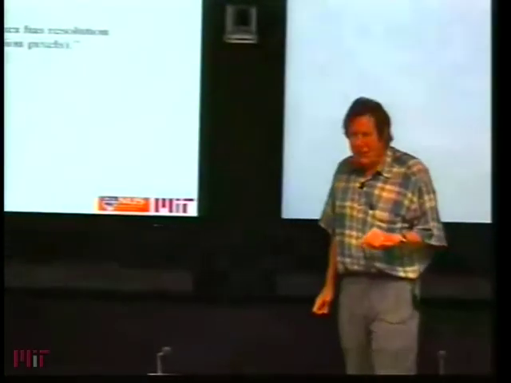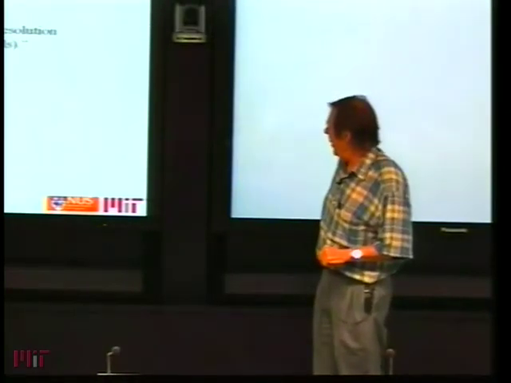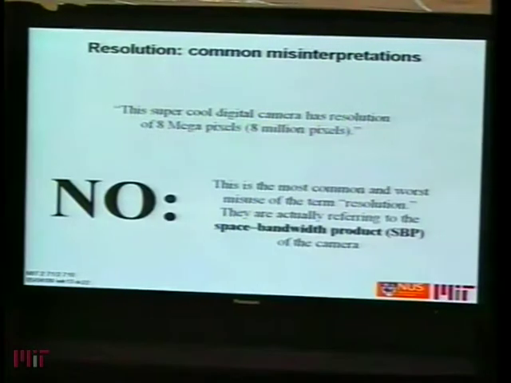Right, now we get on to all these terminologies that George is obviously as annoyed by as much as me. This is one. This super cool digital camera has a resolution of 8 megapixels. And so what's he going to say about this? A big no again, right?